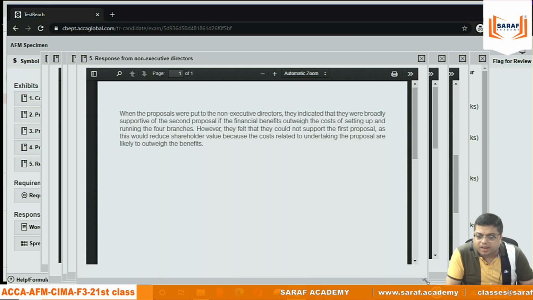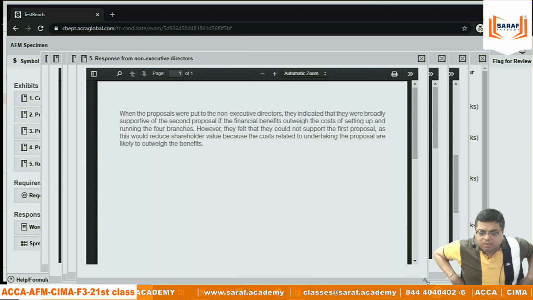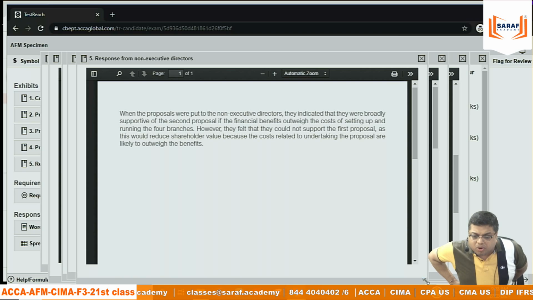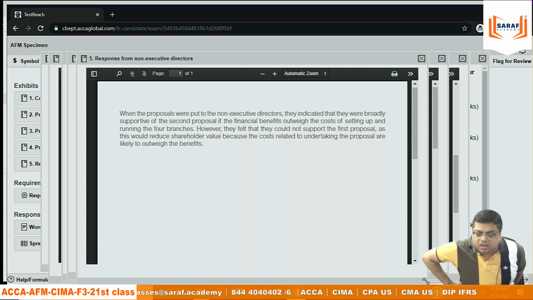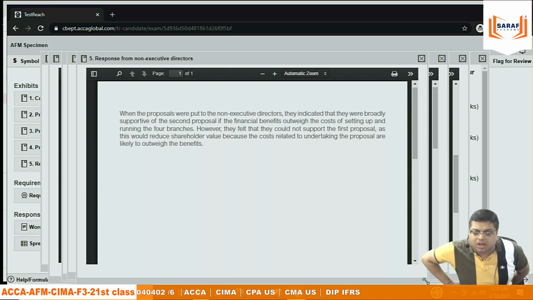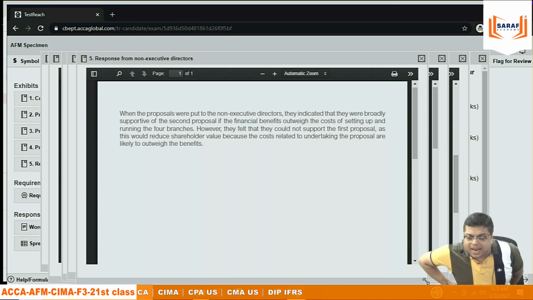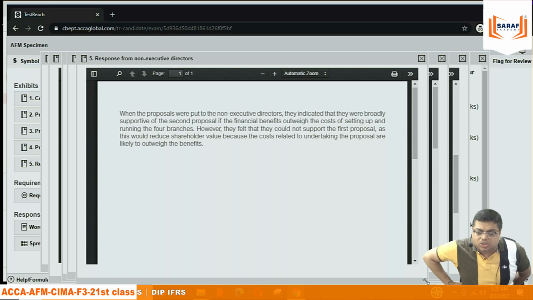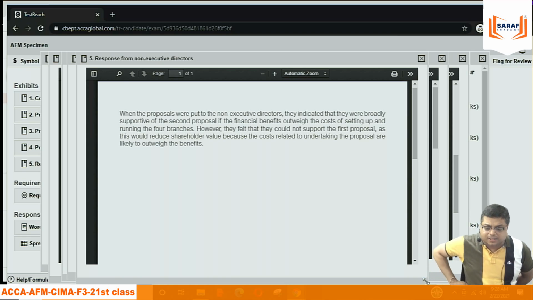When the proposals were put to the non-executive directors, they indicated that they were broadly supportive. When the proposals were put to NEDs, they indicated that they were broadly supportive of the second proposal if the financial benefits outweigh the cost of setting up and running the 4 branches. However, they felt that they could not support the first proposal as it would reduce shareholder value, because the costs related to undertaking the proposal are likely to outweigh the benefits.